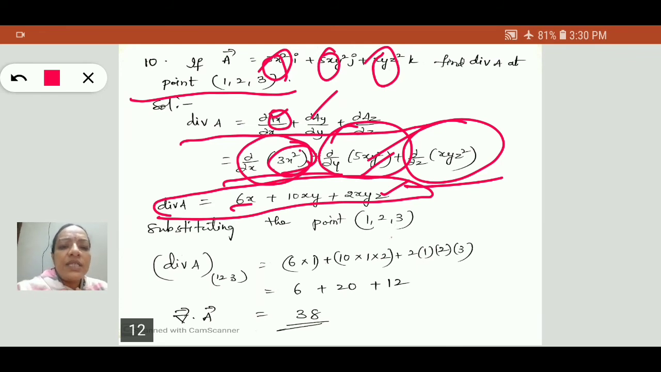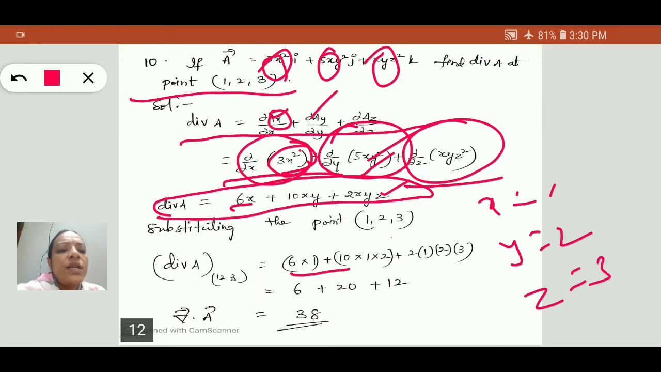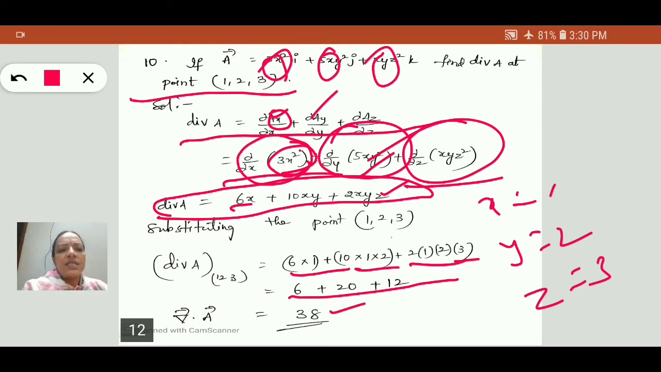But he is asking for this divergence at the point (1, 2, 3). Substitute x equal to 1, y equal to 2, z equal to 3. That is 6 into 1 plus 10 into 1 into 2, plus 2 into 1 into 2 into 3. That is 6 plus 20 plus 12, that is 38. The divergence of a vector is a scalar. So you get the value of this divergence. This is the problem based upon the divergence.